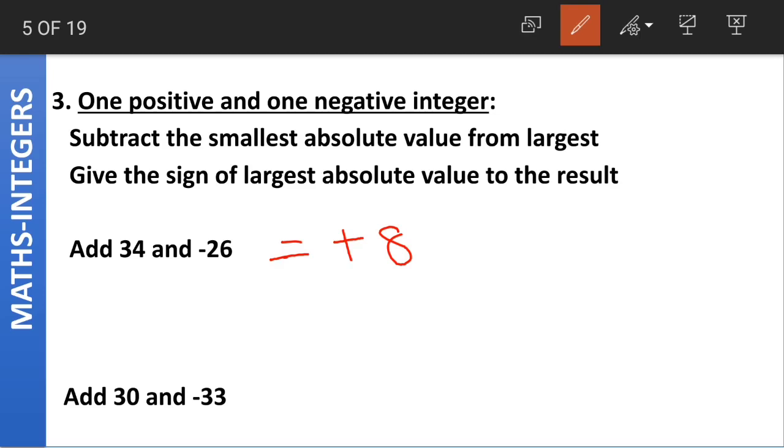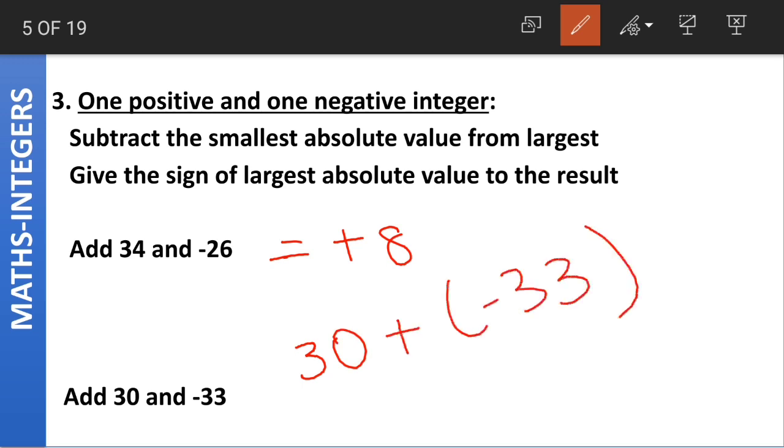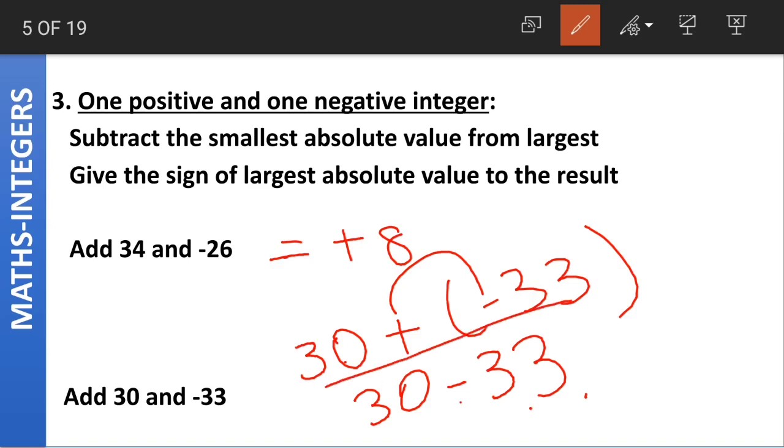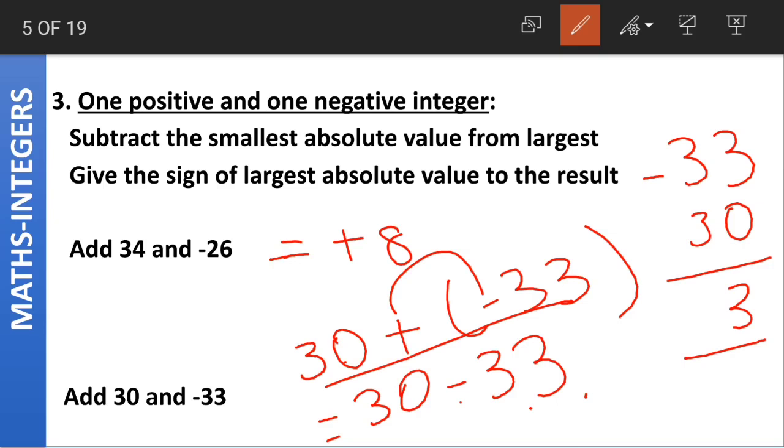Coming to the next question, add 30 and minus 33. 30 plus of minus 33. Again, plus into minus becomes what? Plus into minus becomes minus. 30 minus 33. The simplified version will be 30 minus 33. Again, which is the higher number here? 33 is the higher number. 30 is the smaller number. Now what will we get upon subtraction? We get 3 as our answer. 33 minus 30 is 3.